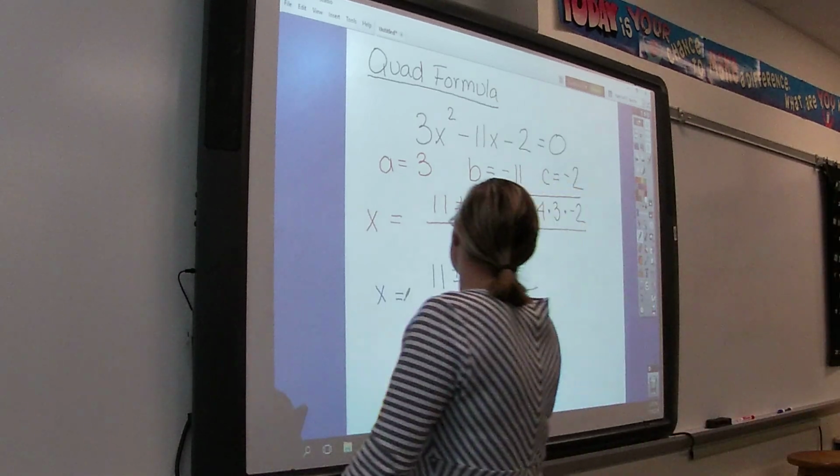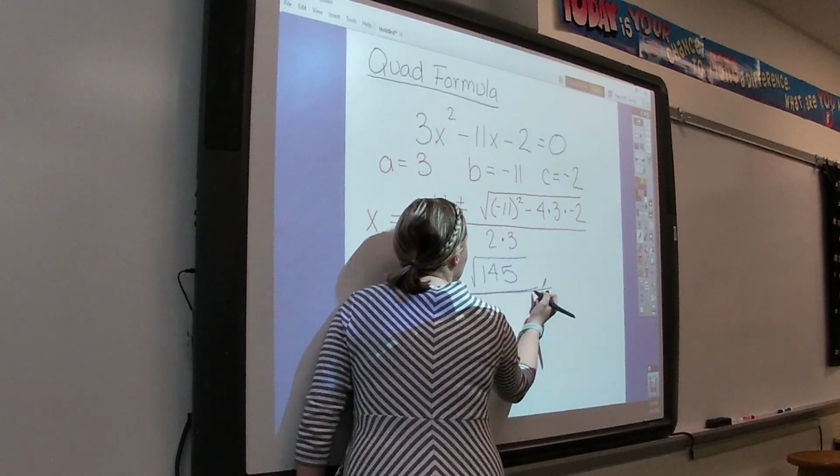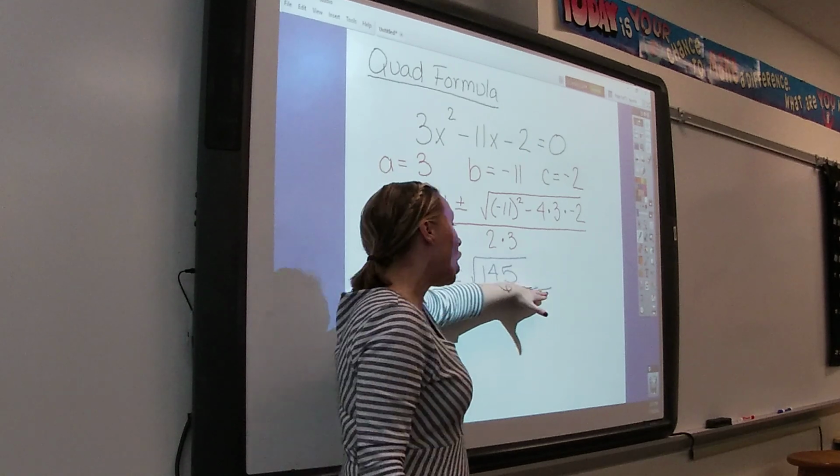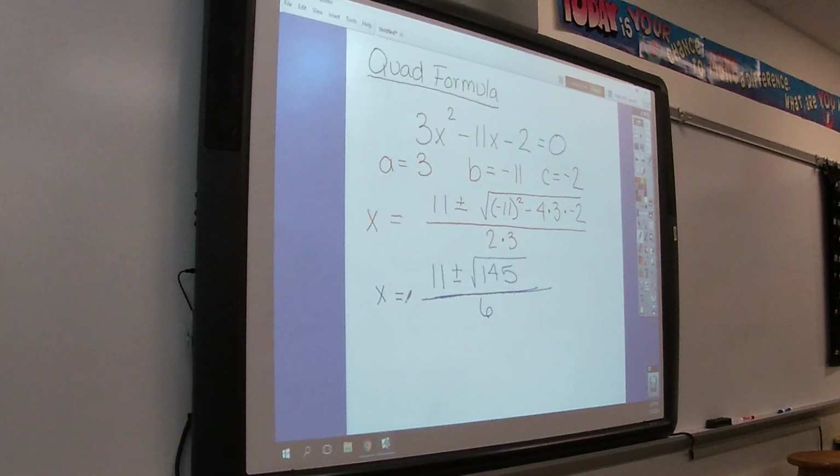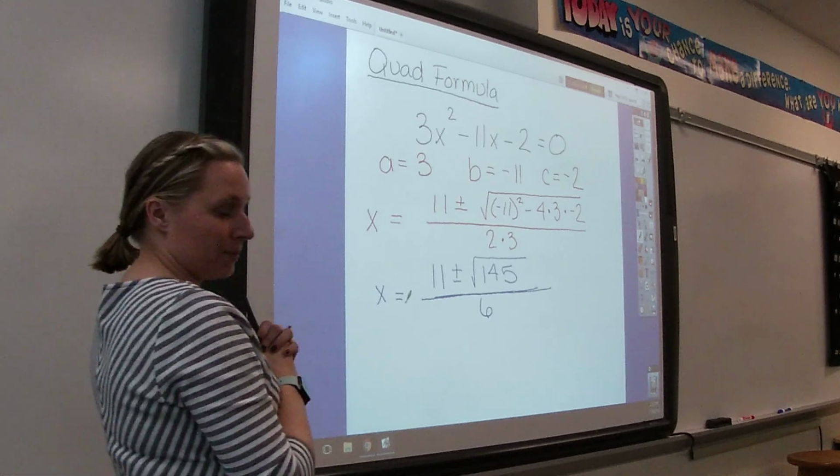Okay, make sure right here, this is a big problem. Make sure your fraction bar is going all the way across here. Okay, that dividing by 6 isn't just going with one piece.